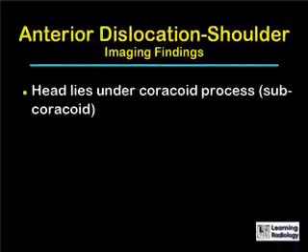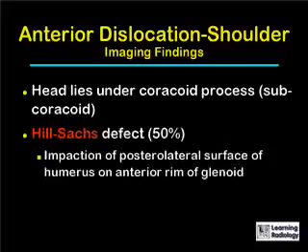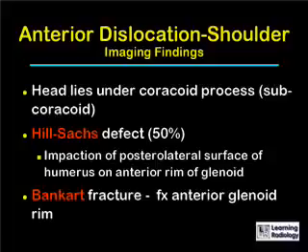The imaging findings in an anterior dislocation are that the humeral head lies under the coracoid process. They're called subcoracoid dislocations at times. A Hill-Sachs deformity may be present about half of the times. A Hill-Sachs deformity is actually a fracture, which is an impaction of the posterolateral surface of the humerus as it strikes the anterior rim of the glenoid on dislocating. And there may be a Bankart fracture, which is a fracture of the anterior rim of the glenoid.